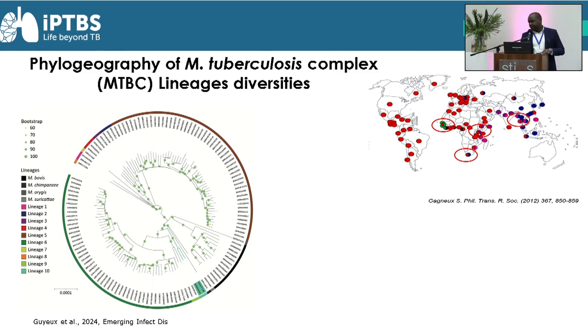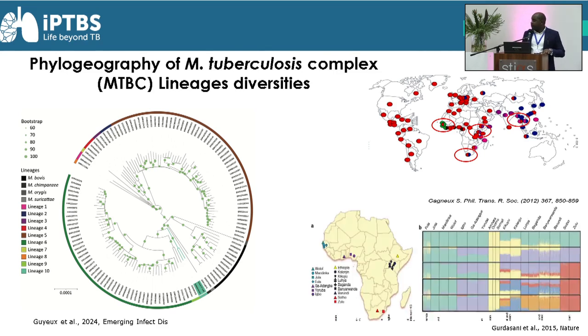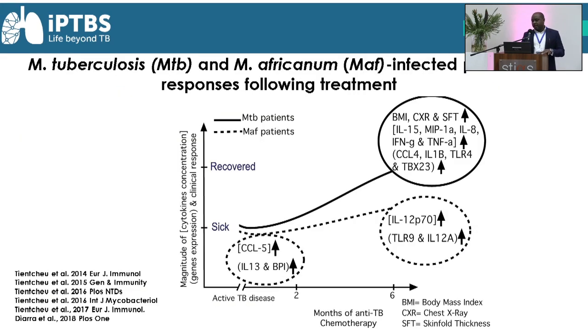On top of this pathogen diversity, you also have host diversity. For example, this study showing the human genetic diversity within Africa really shows that ethnic groups have different genetic features across Africa. Despite this diversity, for drug-susceptible TB, we still use the same 6-month treatment regimen across the continent. And I've been studying differences in strain diversity for a very long time, in all the studies I've published.